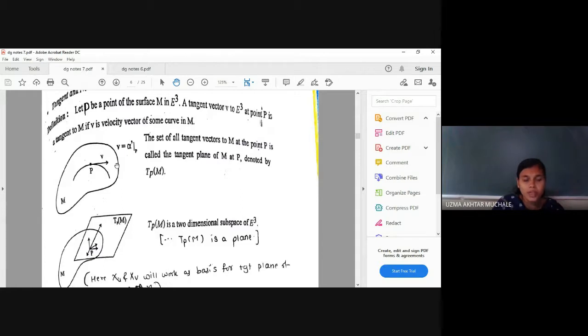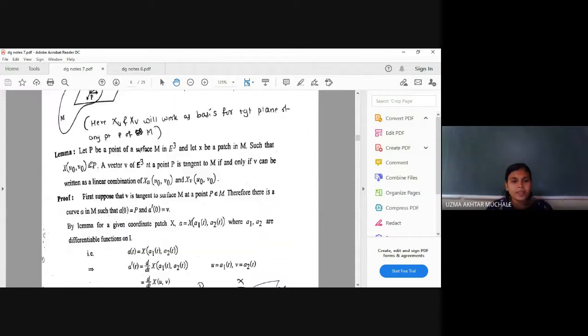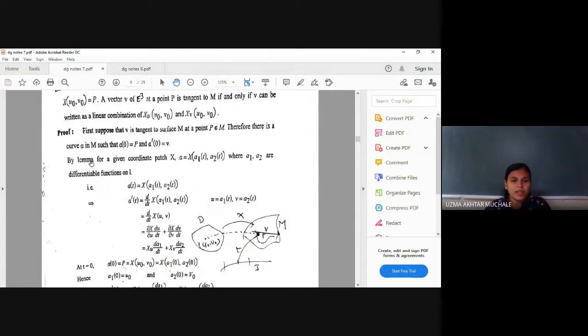Okay, how to find the velocity vector to the curve in a surface M? It is nothing but your alpha dash of t. So if it is a velocity vector to the curve, it is nothing but the tangent vector to the surface M. Okay. So in this way, alpha dash of 0 equals v, as it is considered at u naught, v naught. So hence we are taking the initial points.